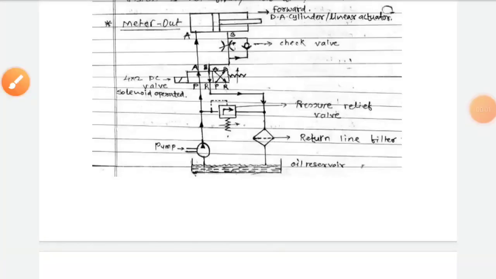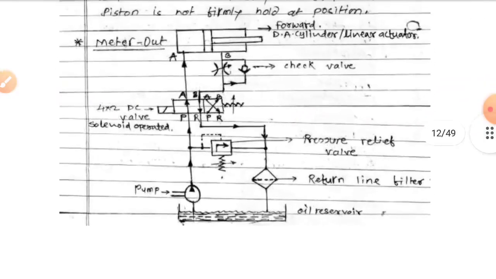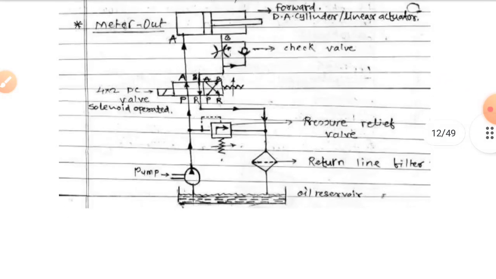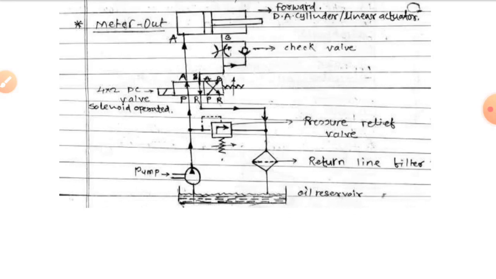So next circuit is the hydraulic meter out circuit. In both hydraulic and pneumatic systems, meter in and meter out, both types of speed control circuit are always used. So we see the meter out circuit in a hydraulic system. All of you see, firstly, the schematic diagram of the meter out circuit.